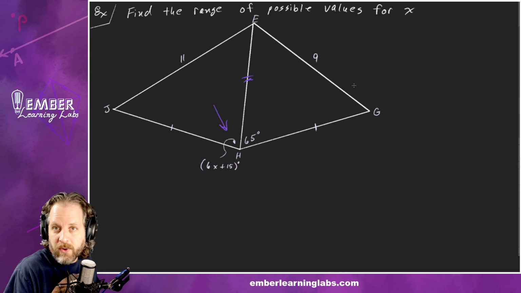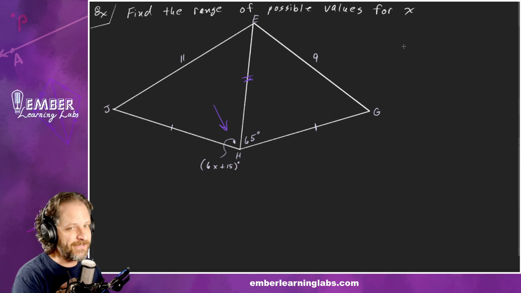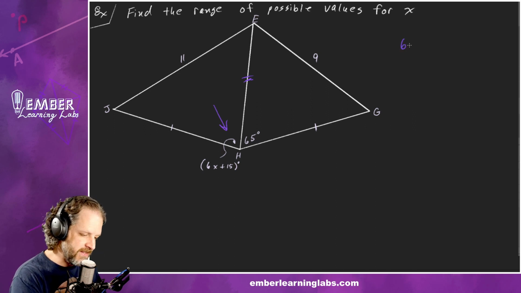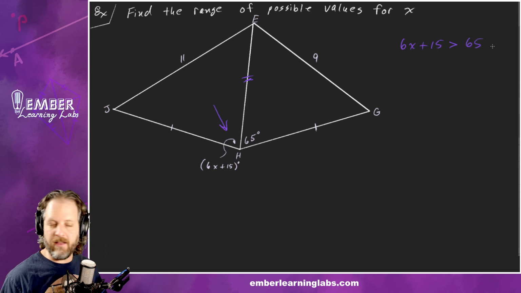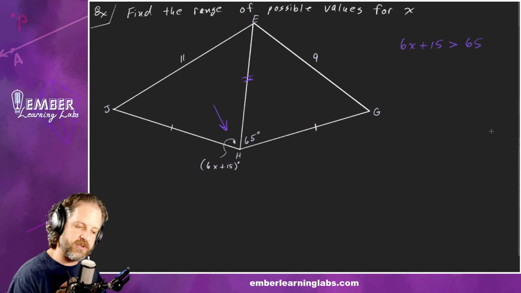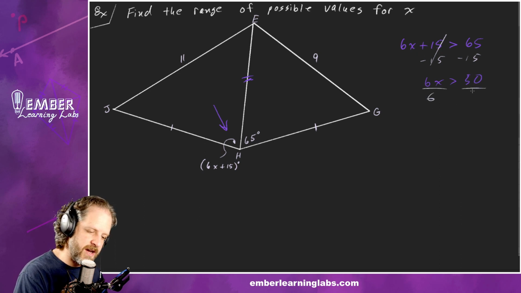So we can set up a really simple inequality to start with for half of the range of values, and that is that 6x plus 15 has got to be greater than 65. Right? Now we can solve that little baby inequality. That's going to be super simple to do. We subtract 15, that cancels, leaving us with 6x is greater than 50. And then we're going to divide by 6 on both sides.